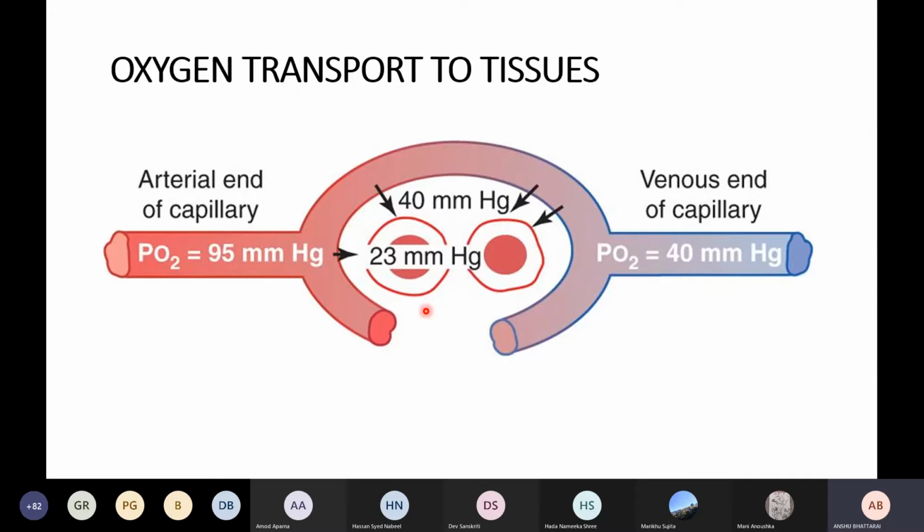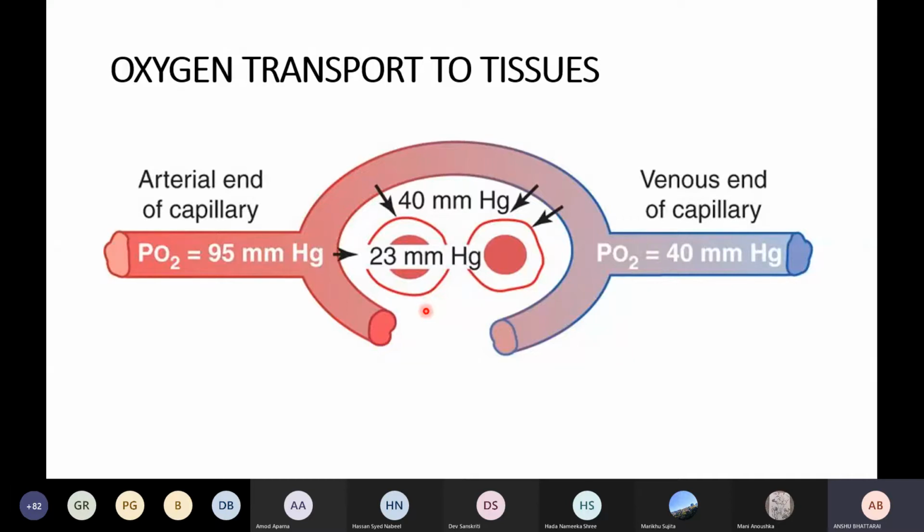Now from the pulmonary capillaries, from the left heart, it again goes to the different tissues of the body, right? So from the aorta it goes to different arteries and then arterioles and capillaries, right? And it has to be transported to different tissues of the body. So how does that happen?